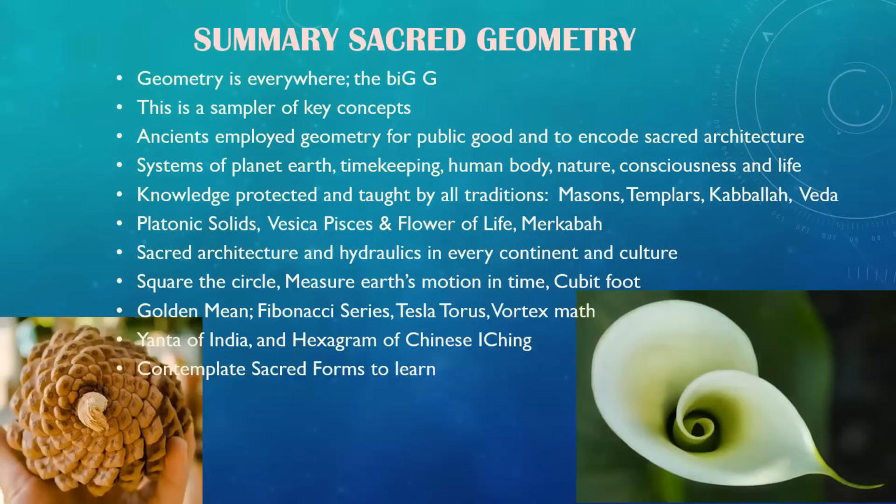Key components are the Platonic solids, the Vesica Pisces, the flower of life, the Merkaba. Sacred architecture and hydraulics are used in every continent and every culture. A principle is squaring the circle, which leads to standards of measurement and the cubic foot, the golden mean, the Fibonacci series, and Tesla's torus and vortex math, as well as the yantra, contemplation, and the hexagram in Chinese I Ching. So contemplate sacred forms to learn.